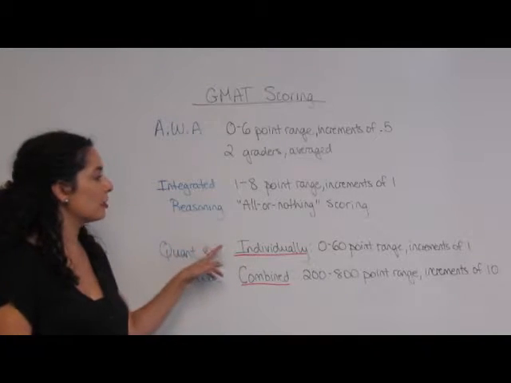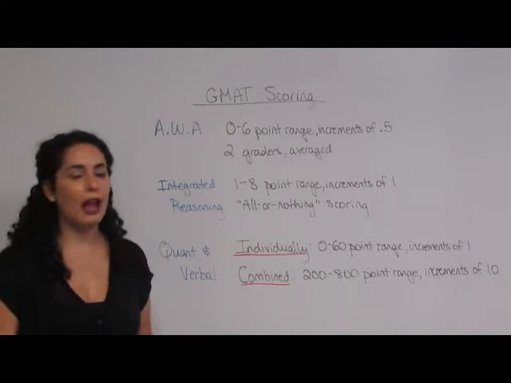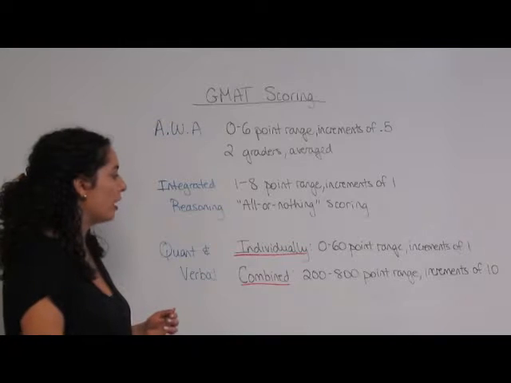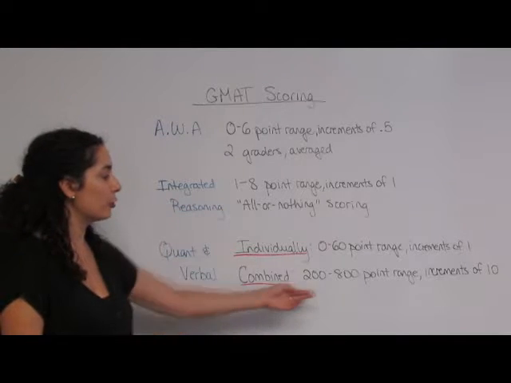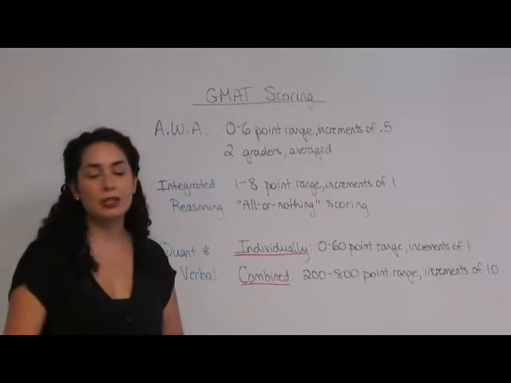Each of these sections individually is going to be scored on a 0 to 60 point scoring range with 1 point increments. So you could have, let's say, a 40 on math, a 35 on verbal. And then those are combined to give you your overall 200 to 800 point scoring range. And that's in increments of 10 points.